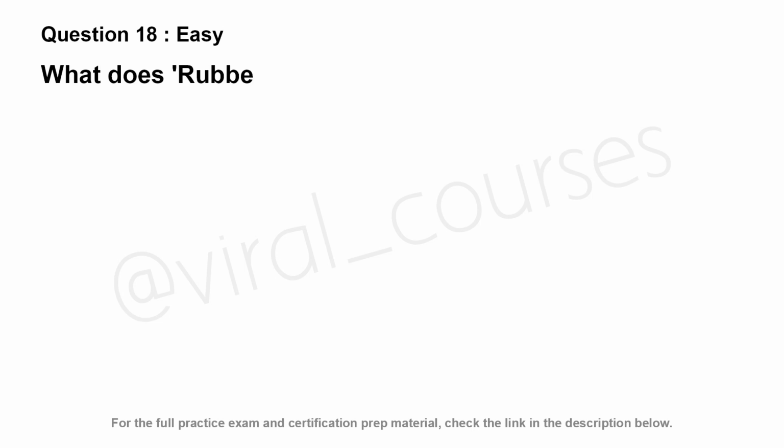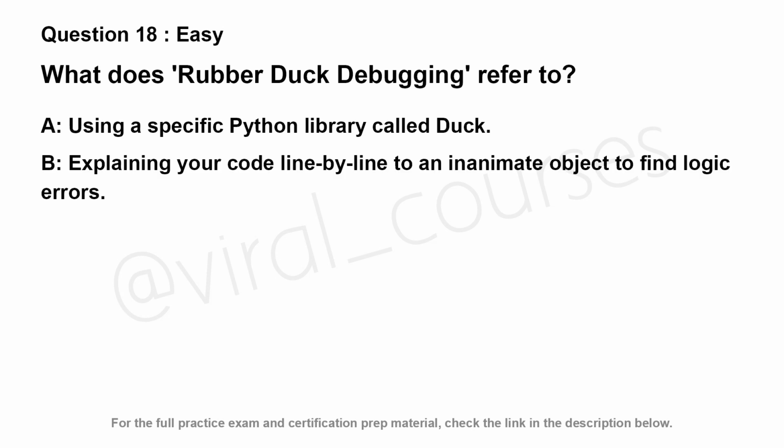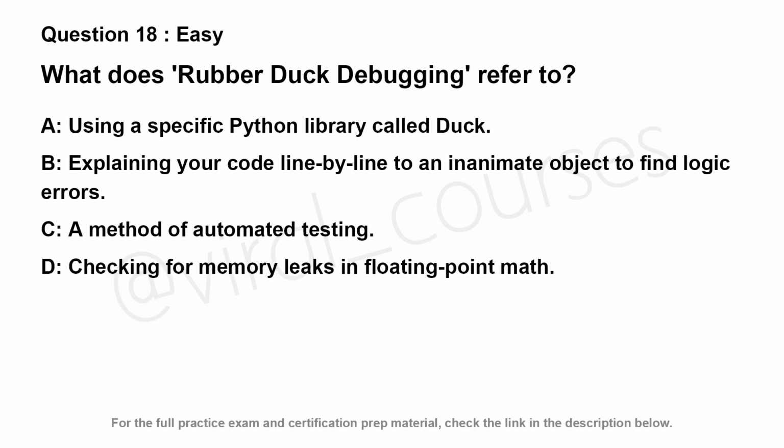What does rubber duck debugging refer to? Option A, using a specific Python library called duck. Option B, explaining your code line by line to an inanimate object to find logic errors. Option C, a method of automated testing. Option D, checking for memory leaks in floating point math.